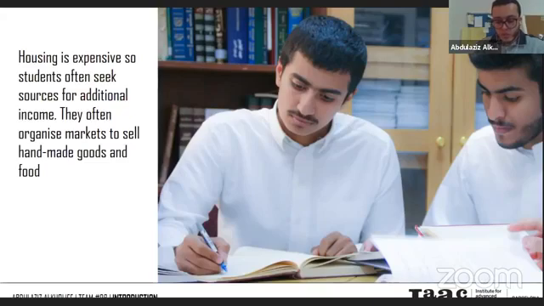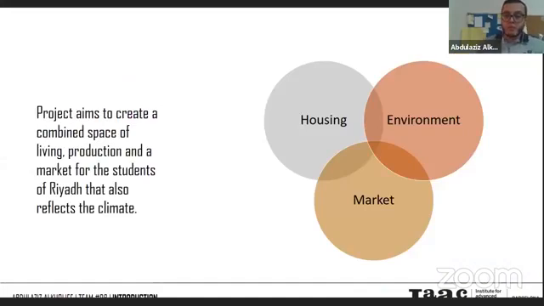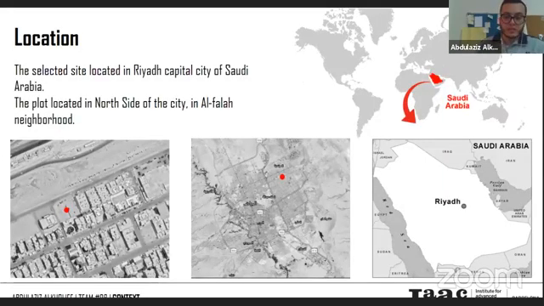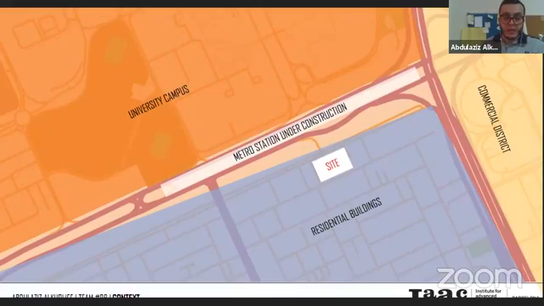So many students go to work to cover the expenses in the traditional souks or in the cultural or old zones, but they are far away from the contemporary or the new urban planning in the city. So my project sits between housing and market or bazaars, public area and environmental as well. My context is in the north side of Riyadh city. It's nearby a university campus, and between the university campus and our site, it is crossed by a metro station under construction.